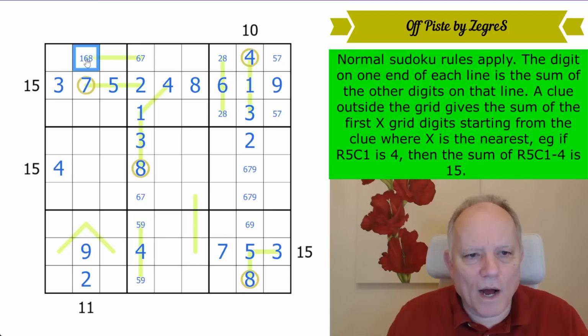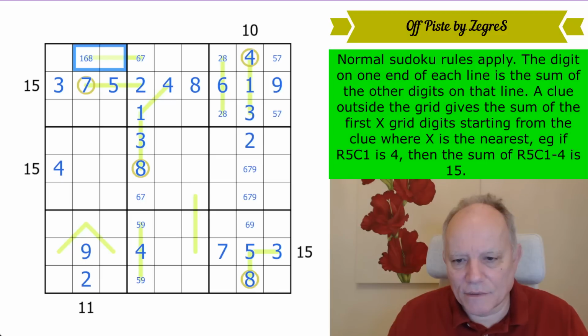Now, if that's a 1, this would have to go 1, 6, 7. If that's a 6, it would go 6, 1, 7. And if that's an 8, it's not allowed to go 8, 2, 6 because of that cell. So it would go 8, 1, 7. So there's always a 1 in one of these cells.